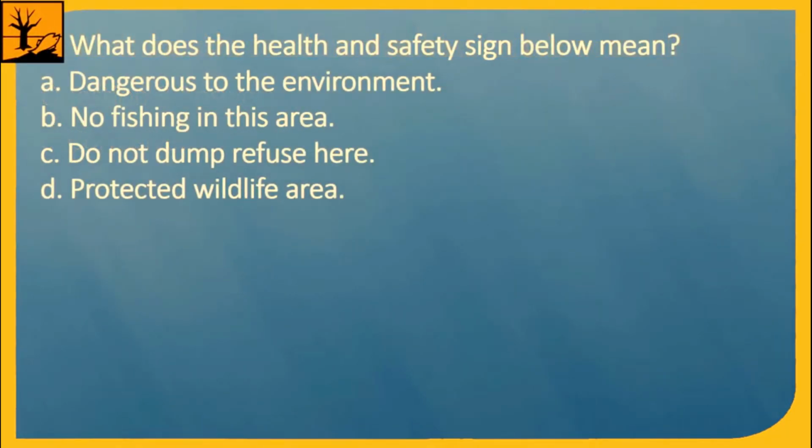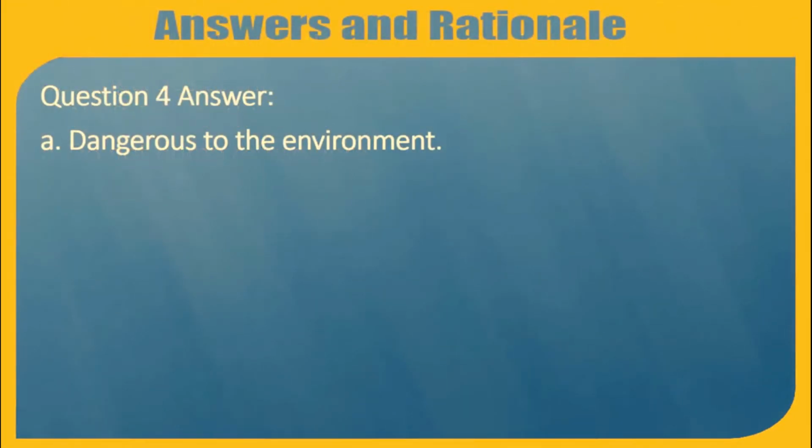Question 4. What does the health and safety sign below mean? A. Dangerous to the environment. B. No fishing in this area. C. Do not dump refuse here. D. Protected wildlife area. Question 4 Answer, A. Dangerous to the environment.